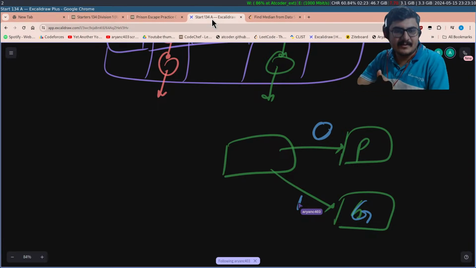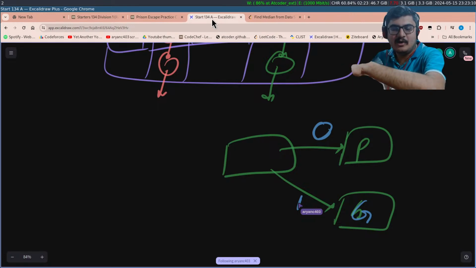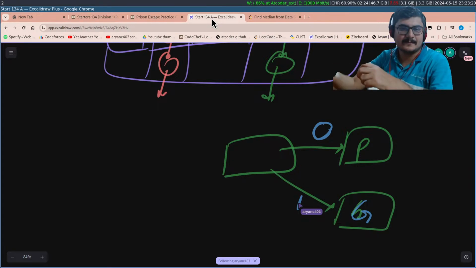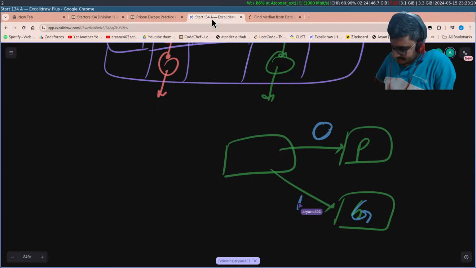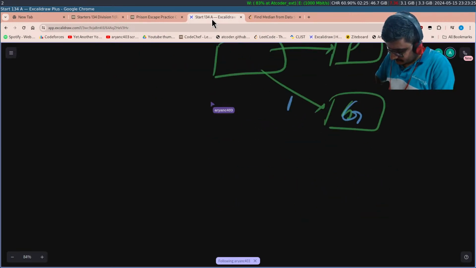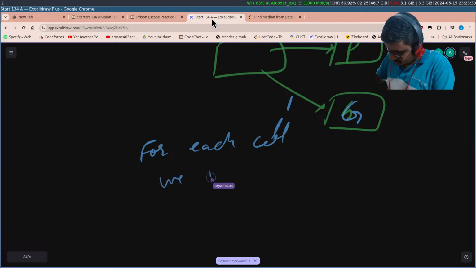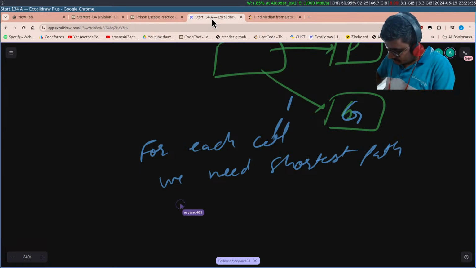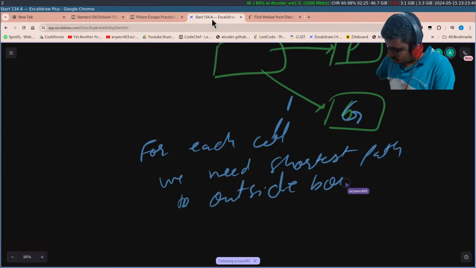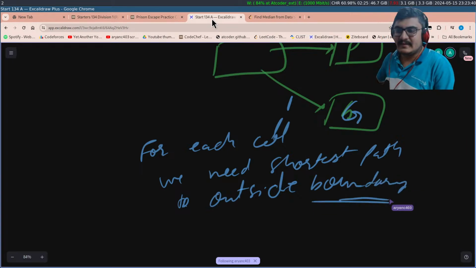So now if you look at the problem like this, then for any prisoner to move out of the cell, the minimum number of guards he would encounter can be said as the shortest path from that cell to the outside boundary. Any questions on this one before we discuss how to optimize it further?